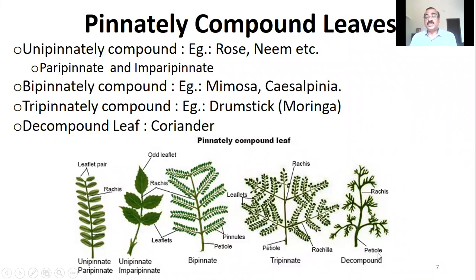And the last one is decompound leaves. Here the rachis is divided many times, and on the tips of these rachis you will find small pinna, branched pinna, and these kind of leaves are called as decompound. And the coriander leaf is the best example for decompound leaf. So these are the different types of pinnately compound leaves: unipinnate, bipinnate, tripinnate, and the decompound, depending on the number of times the rachis is branched.